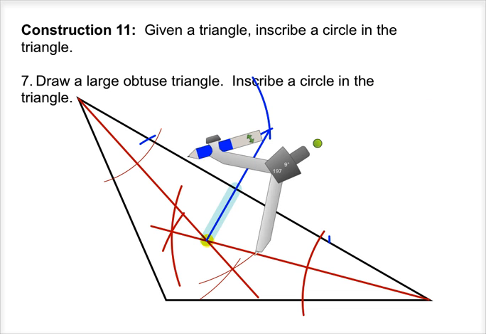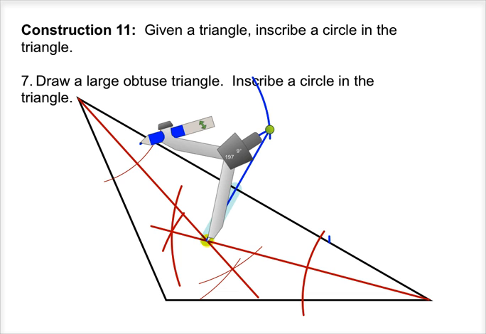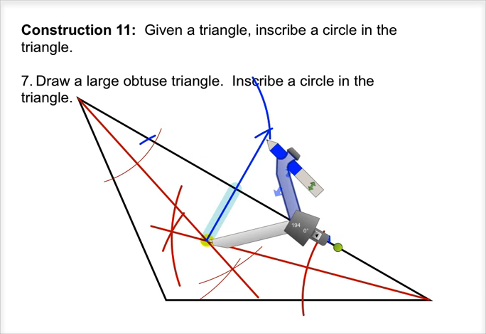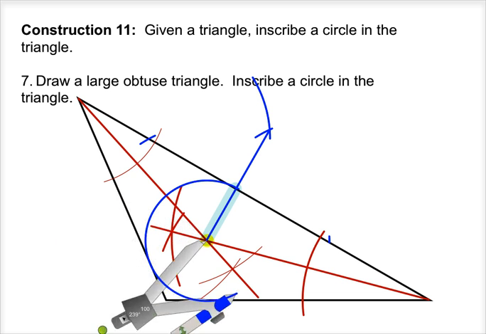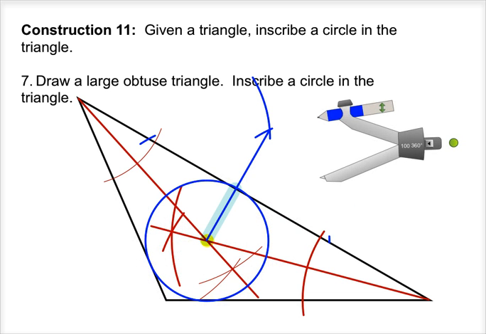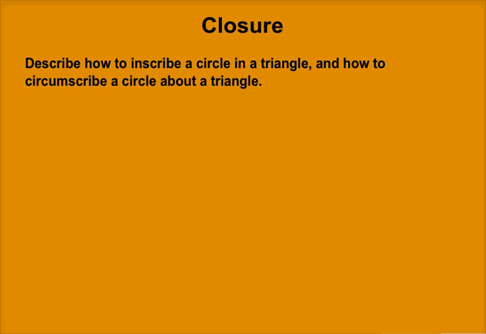And looking on here, this distance now is the radius for my circle. So if I put the point of my compass at the intersection of the angle bisectors and open up my compass to this distance hitting the edge of the triangle, I should be able to swing my compass and create a circle that is inscribed in the triangle.